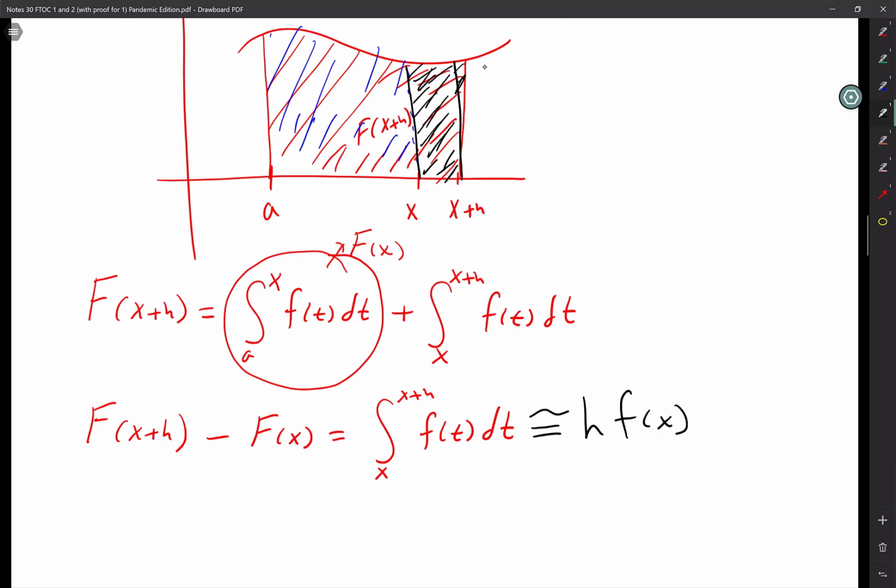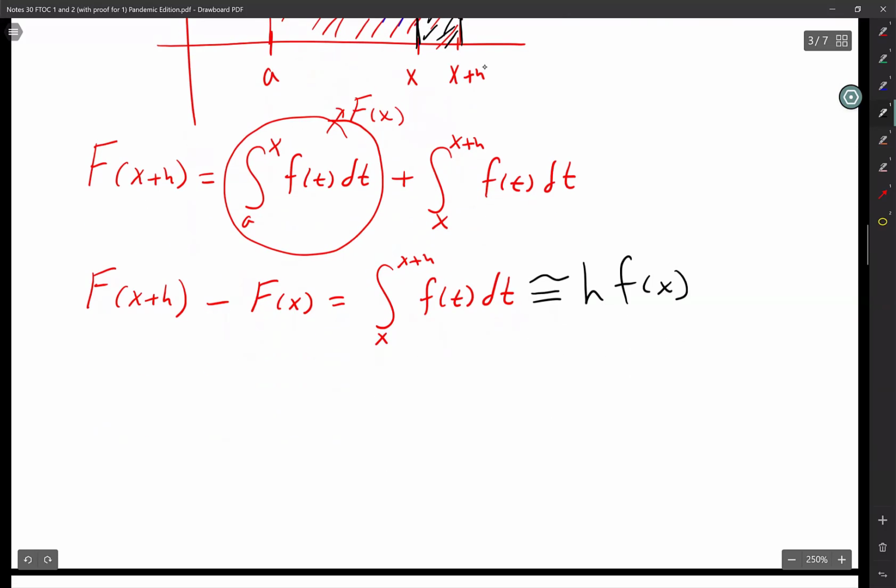Of course, that's an approximation because this thing here is kind of curving upwards, so it's not perfect. But I can get it perfect. Hold on, don't worry, guys. So I'm going to rewrite all this right here. So here's what I have: F of x plus h minus F of x is approximately h times f of x. That's that rectangle there.